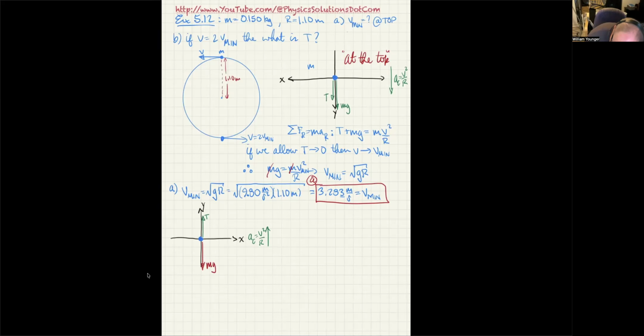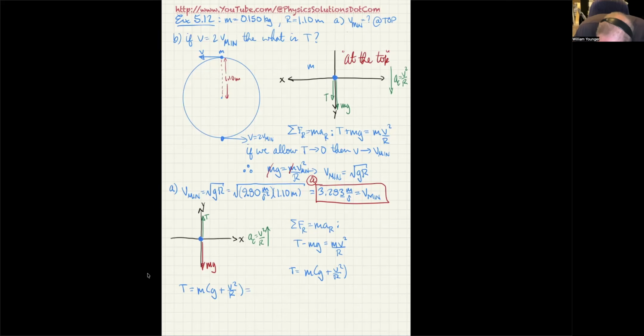So from that, we can now take the summation of the forces in the radial direction equals mass times acceleration in the radial direction. This is going to give us T minus mg is equal to mv squared over r. And from that, we can see specifically they want to know what the tension is. So we can see that T is equal to m times g plus v squared over r. So that's the actual formula.